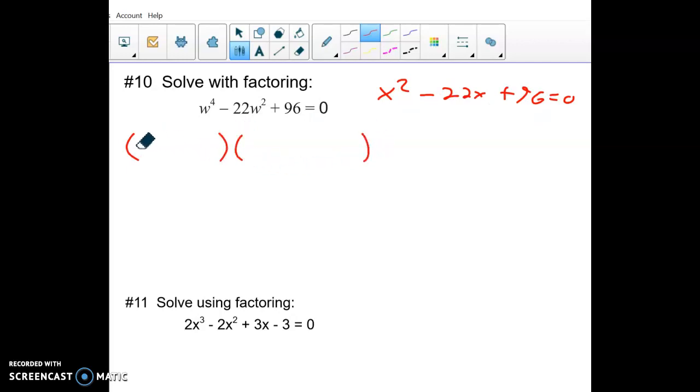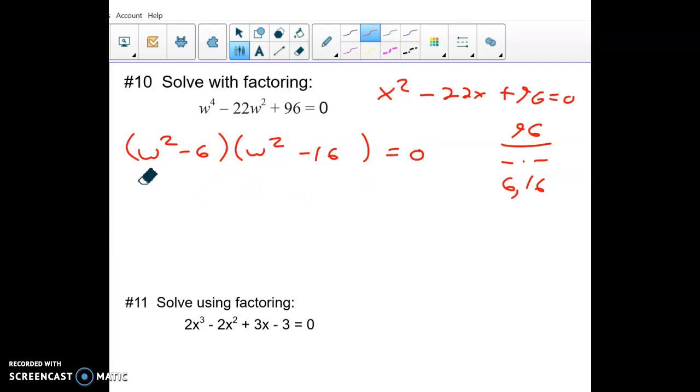The difference is instead of w and w, we're going to have w squared and w squared because this is a fourth power. Okay, and then we're still going to take 96 and figure out two numbers, they must both be negative, that multiply to that positive 96 and add up to negative 22. So I would make a big list, right? But to save a little time here, I think I'm going to do 6 and 16. I think that works. Yeah, I think that'll work. So this is going to be negative 6 and negative 16.